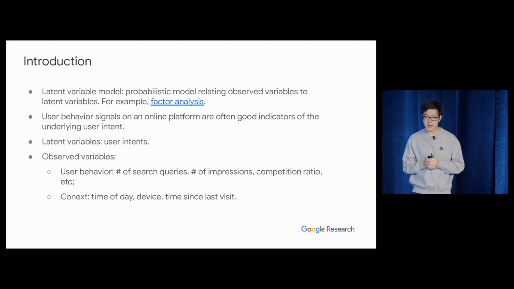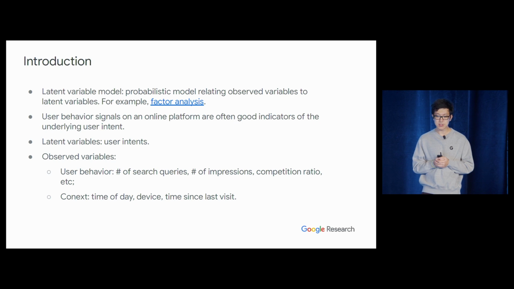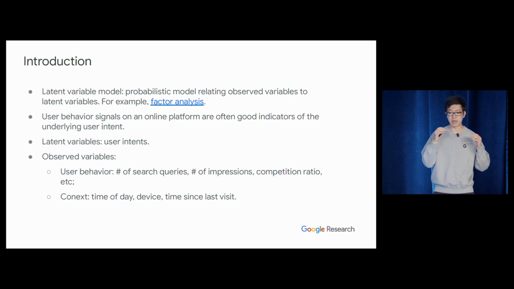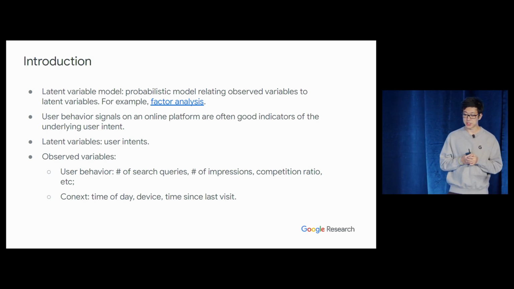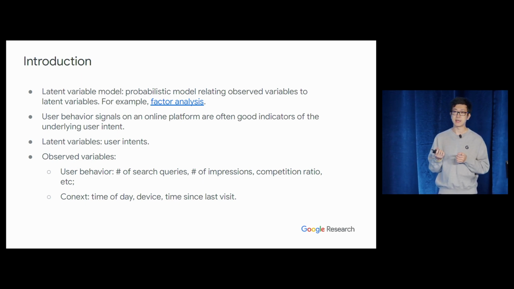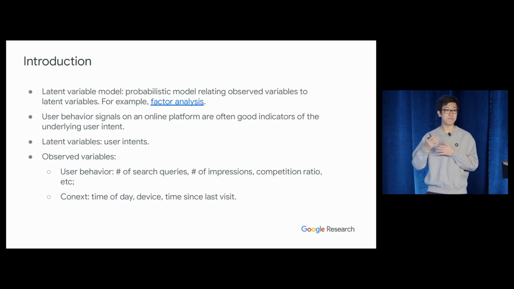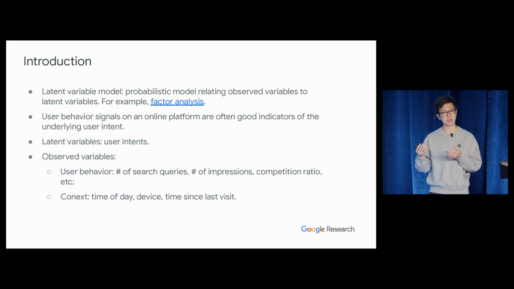Another insight we have in order to model user intent is that user behavior signals on an online platform are often good indicators of the underlying user intent. One example is that, let's say I'm waiting for a subway to go to work, and I only have 3 minutes to spend on a video platform.